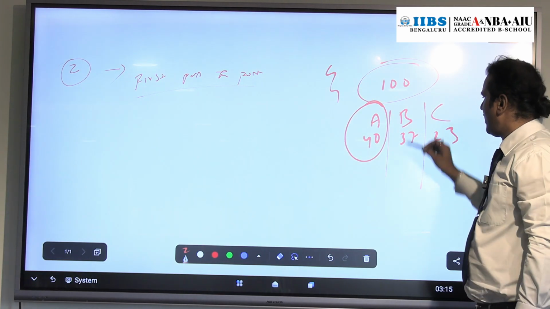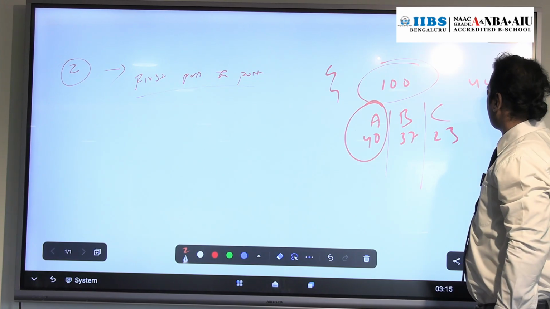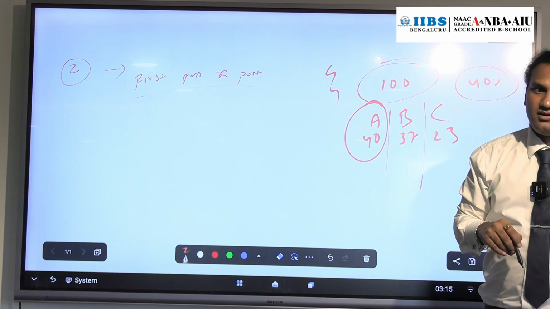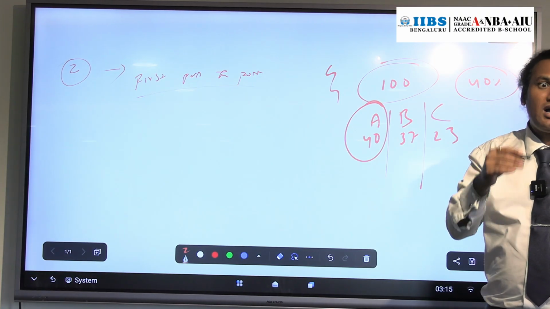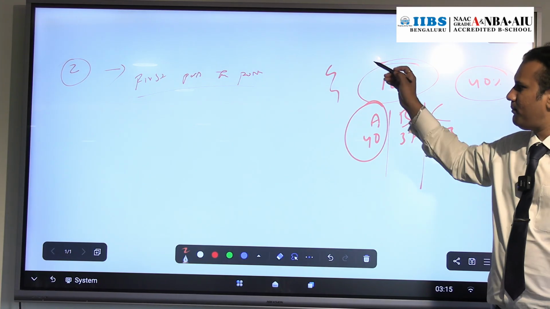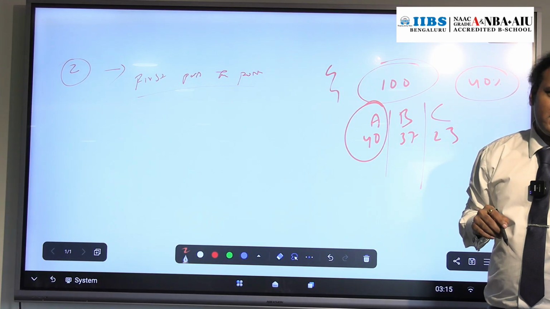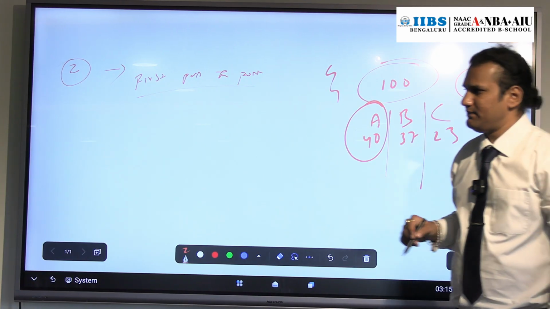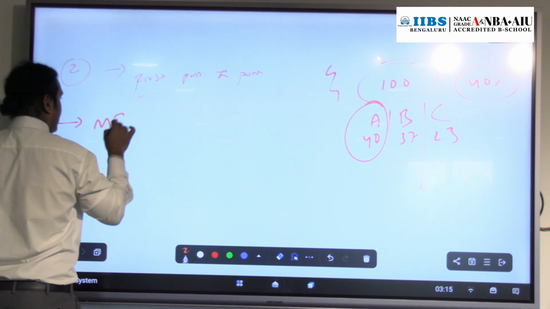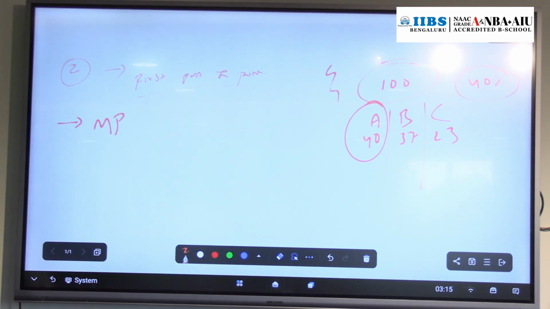But if you observe, out of the total, A got only 40% of the vote, not even half. This system is called the first past the post system. We use this system for MPs, which is also direct election.